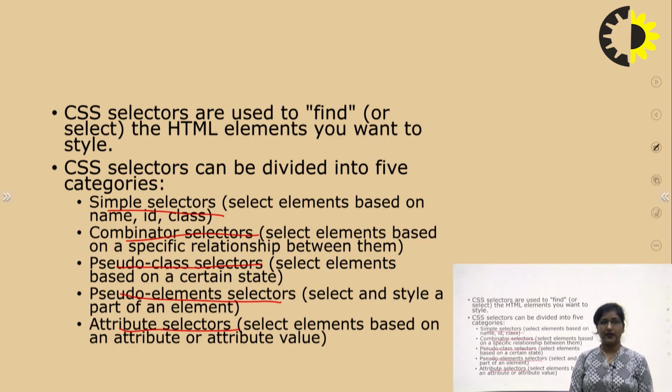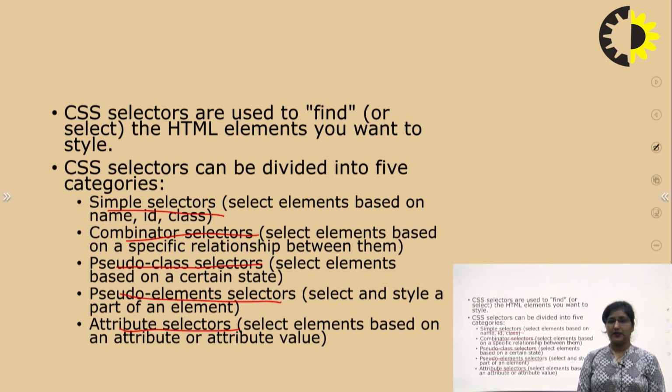Simple selectors, as we have discussed, include the name, ID selector and the class selector. We have also discussed the difference between ID and class selectors. An ID selector can be applied to only one tag at a time. If it is applied to one tag, then it will not be applied to the same tag again. The class selector can be applied to any number of elements, any number of times.